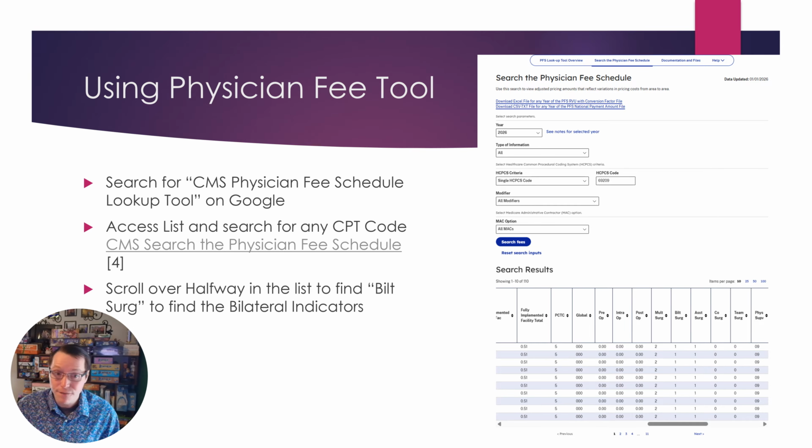Using the physician fee tool, this might be your favorite way of using it. Just search simply CMS physician fee schedule lookup tool on Google. It will then take you to this link here. How it works is you just type in the code that you want and you will get the information. You do have to scroll over quite a bit to find it here. You can see it's pretty far into the bar, and then scroll about halfway, you'll find BILTSURG. That lets you know the bilateral indicator row, and you can know if you're reporting things right.